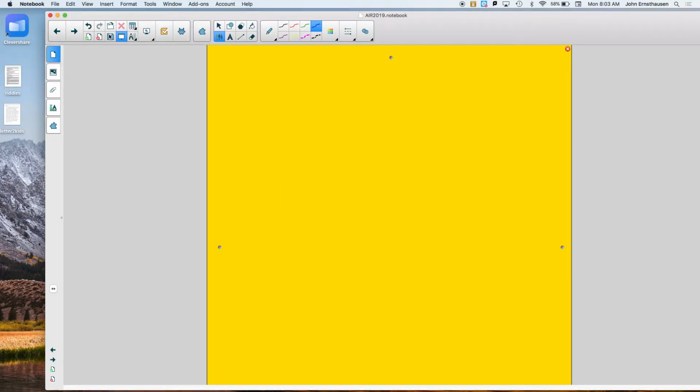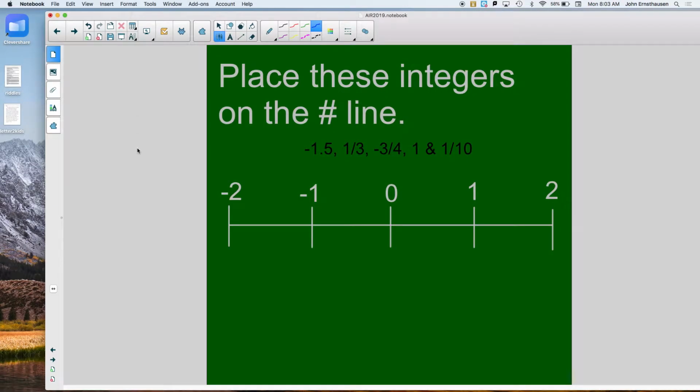Okay, here we go. Place these integers on the number line where they would go. You're not going to do this for any fat head shots. Just place the integers on the number line where they would go.